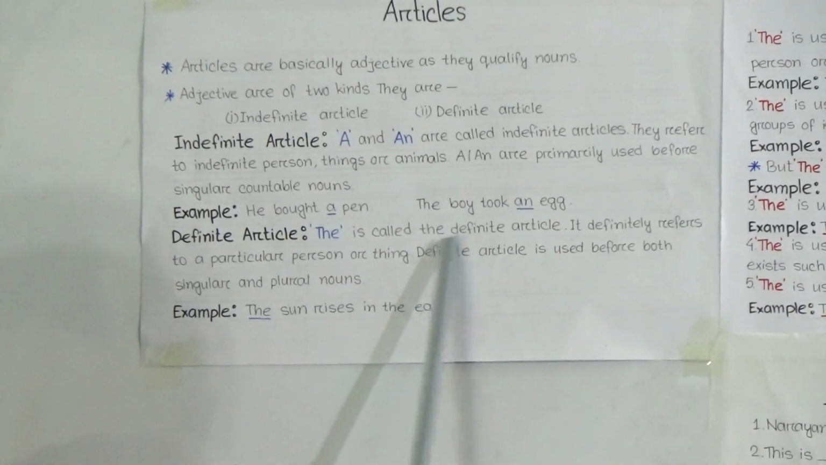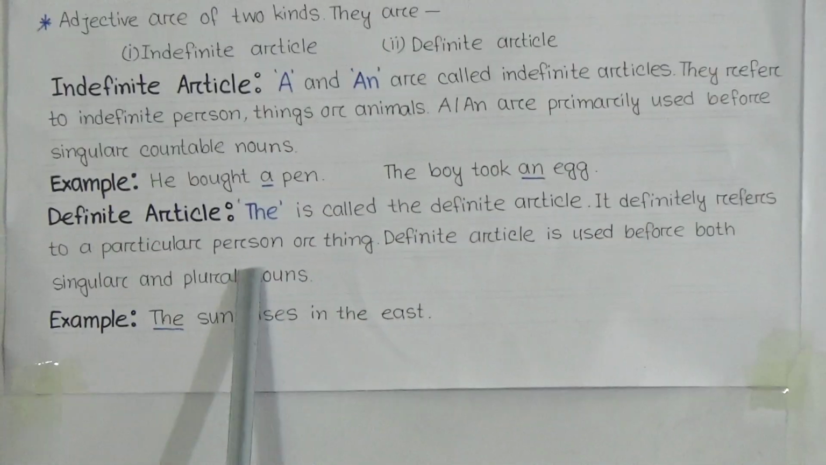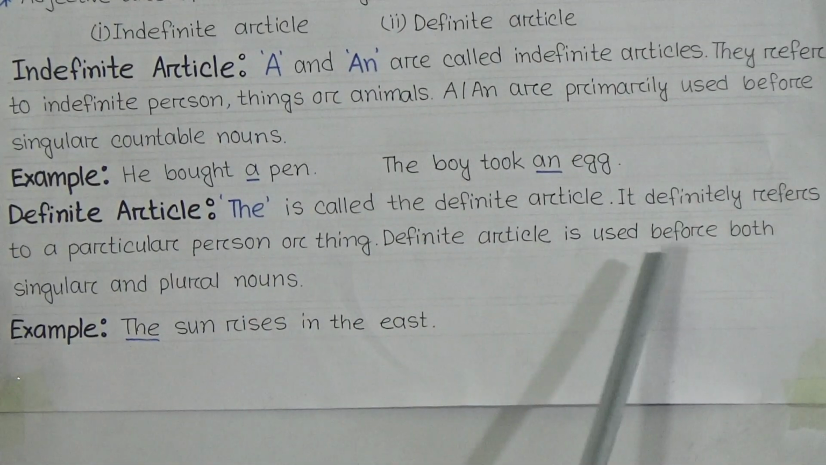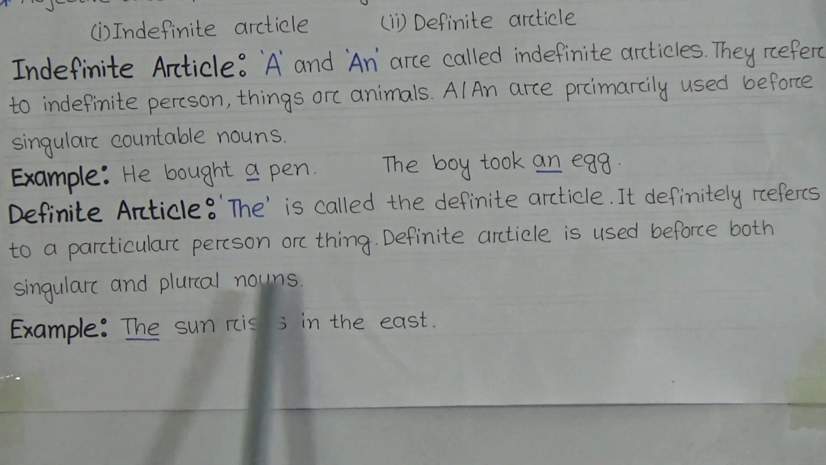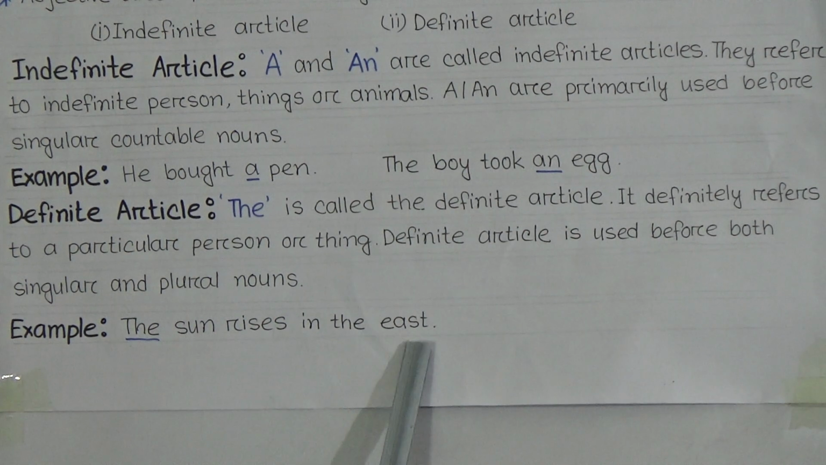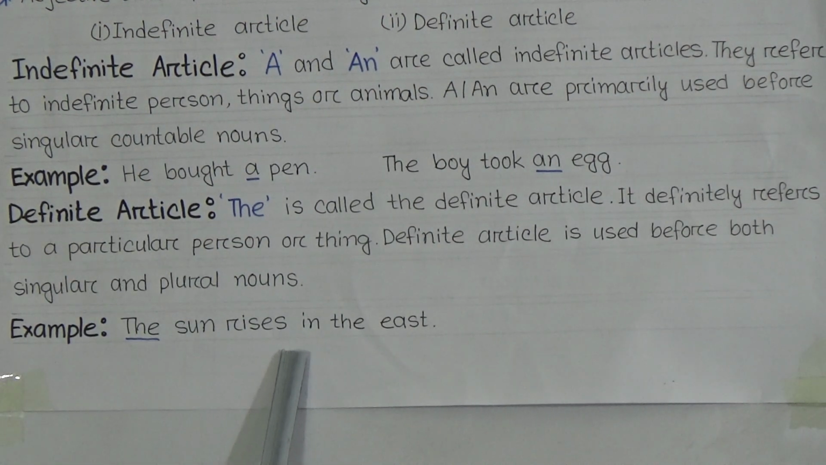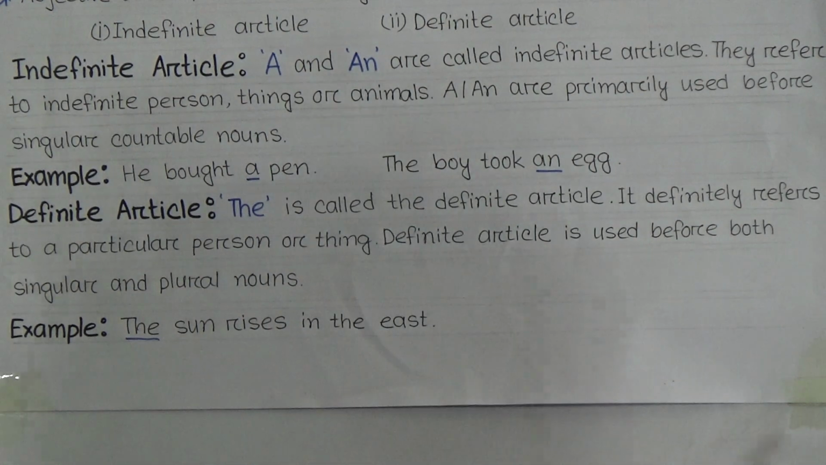The is called the definite article. It definitely refers to a particular person or thing. The definite article is used before both singular and plural nouns. And here is an example: the sun rises in the east. So you can see the sun and the east. These are identified and only one thing, that is singular. So before these we have used the. And today we will learn elaborately about the uses of the definite article the.